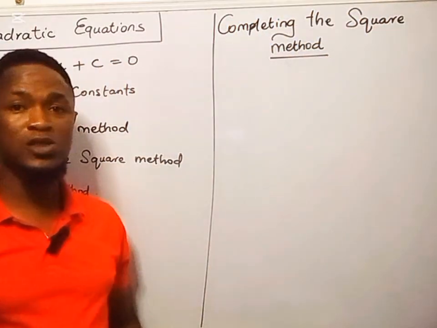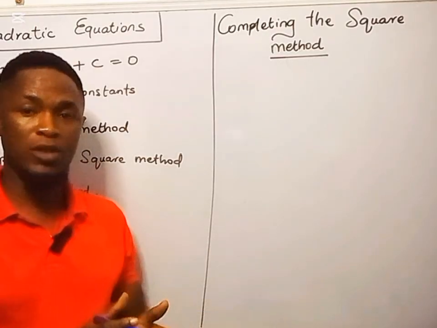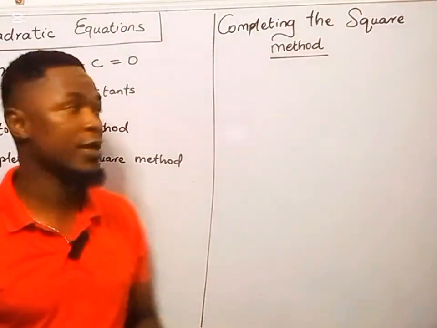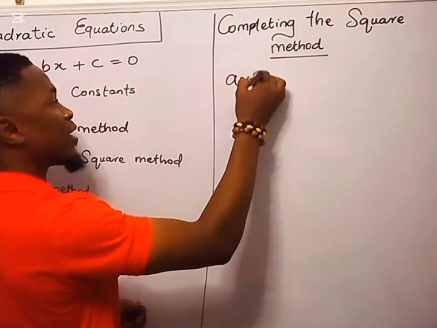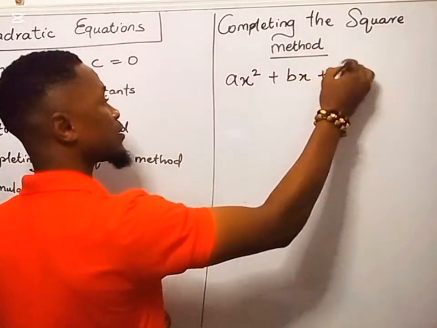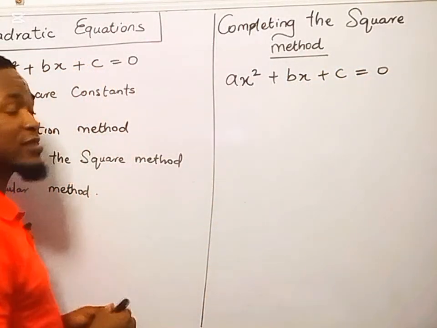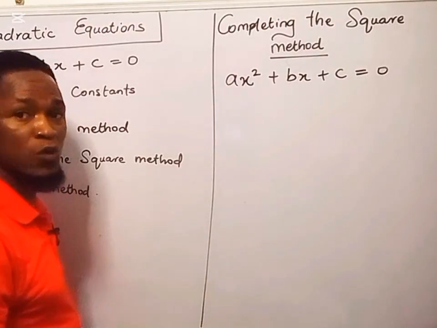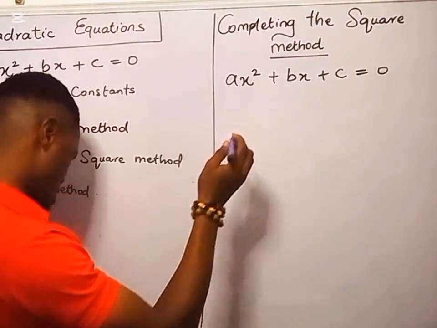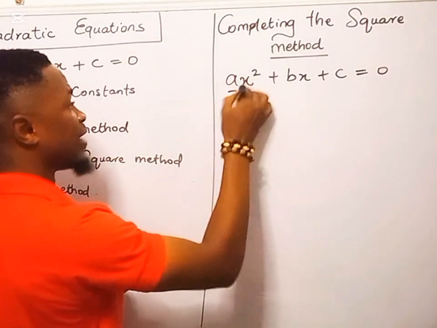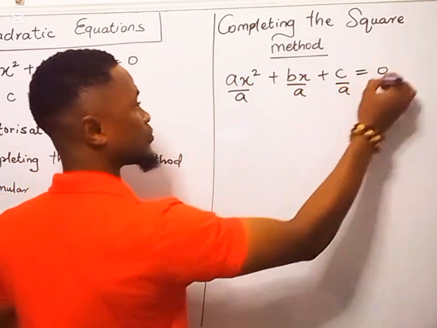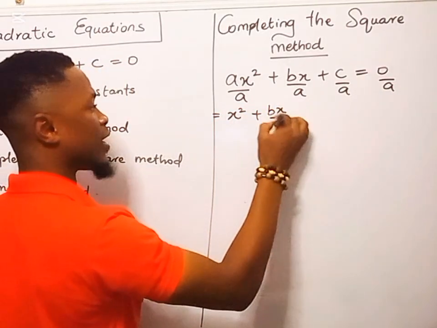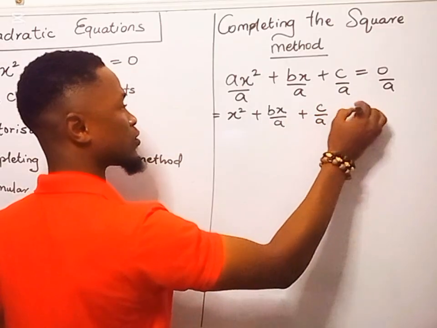Now, for the completing the square method, I'm going to use it to derive our formula method so that we can just go into examples straight ahead. If you have ax squared plus bx plus c equals 0, the first thing you need to know about completing the square is that the coefficient of x squared must always be 1. How can you make it 1? You make it 1 by dividing all through by a, so that you have x squared plus bx over a plus c over a equals 0.